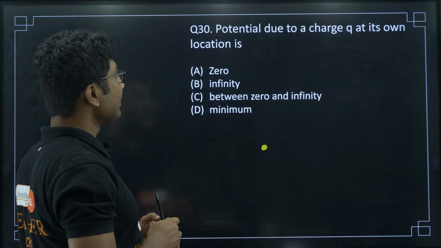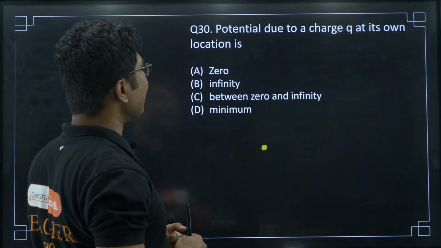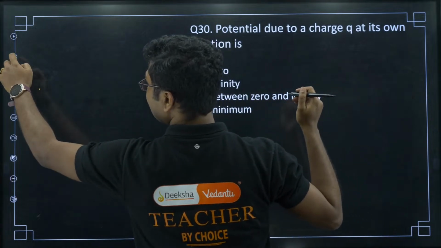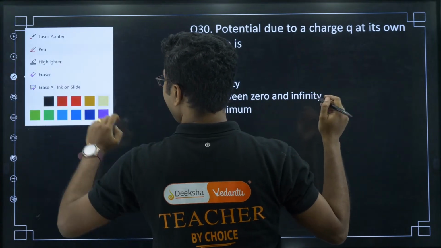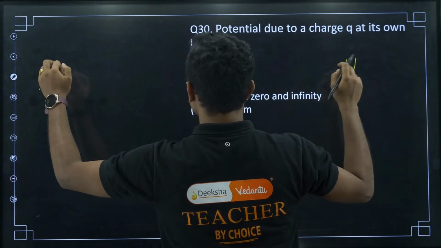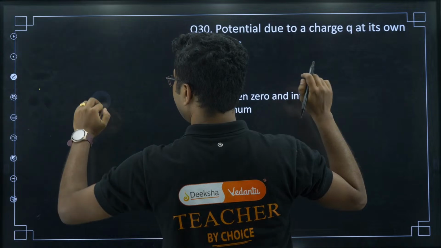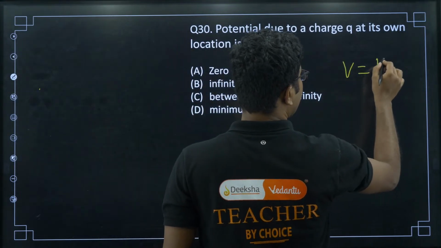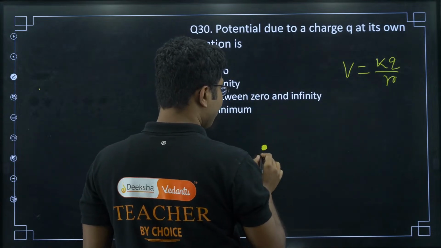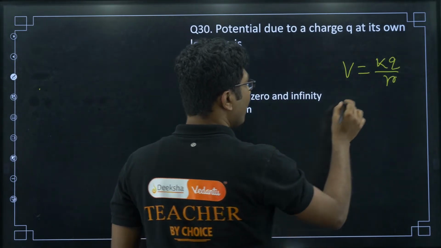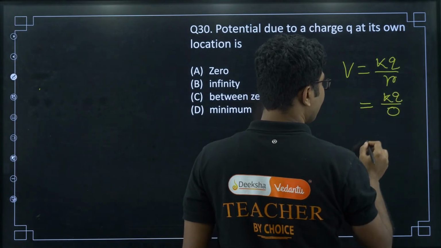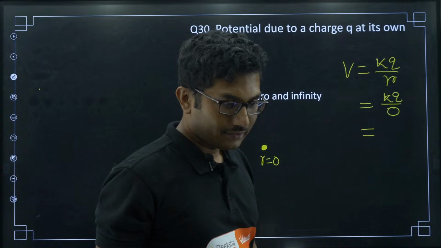Question 30A: potential due to the charge q at its own location. What is the formula for potential? Sorry, not potential, energy. Electric potential is kq by r. Now, at its own location means r equals 0. So, what will happen if you put r equals 0? What is the value?